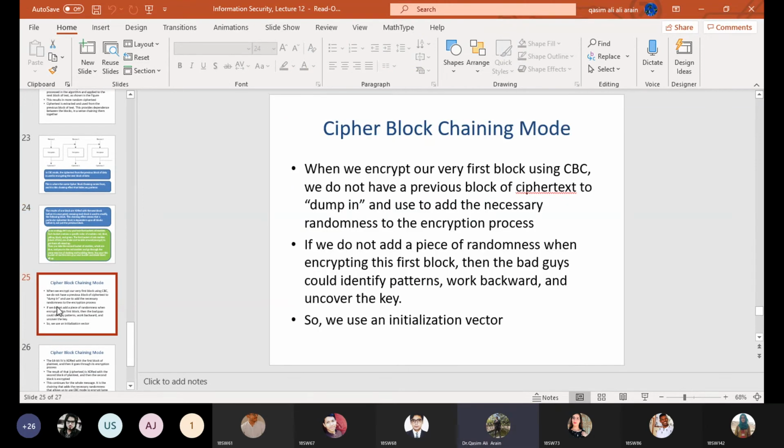अच्छा जी, cipher block chaining mode. When we encrypt our very first block using CBC, we do not have a previous block of ciphertext to use to add the necessary randomness to the encryption process. If we do not add a piece of randomness when encrypting this first block, then the bad guys could identify the pattern, work backward and uncover the key. So we use an initialization vector.